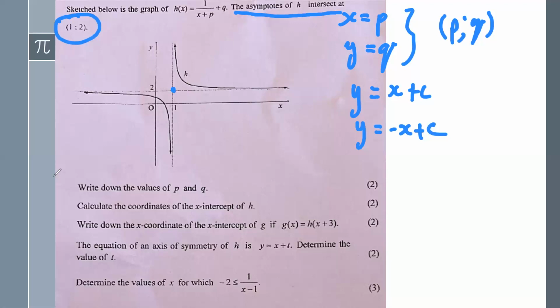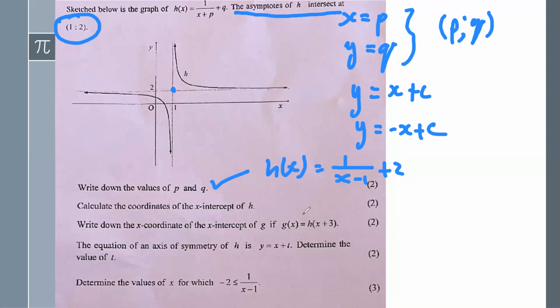Just like that, we have values of p and q by just rewriting our equation in the form 1 over x minus 1, plus 2. Just like that, it becomes clear that p is +1 and q is +2. So there's no debate on this one. Simple, straightforward. Now, calculate the coordinates of the x-intercept.